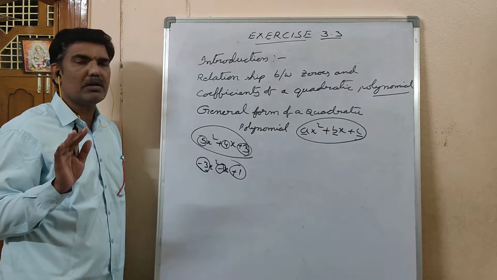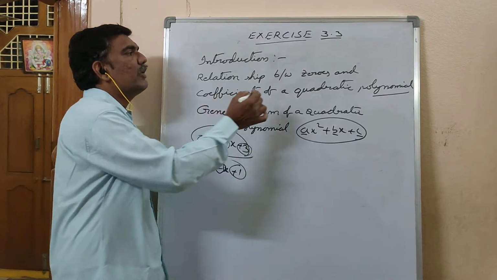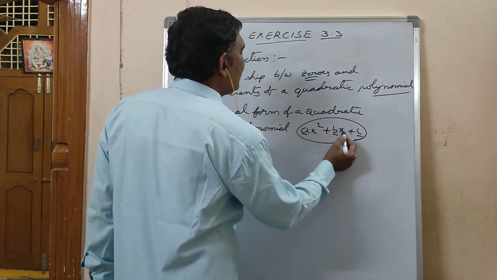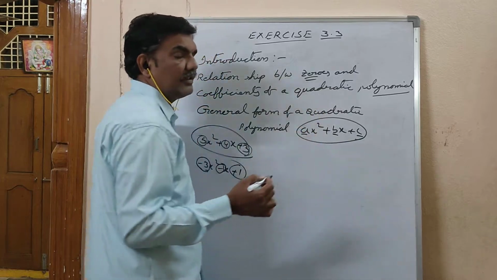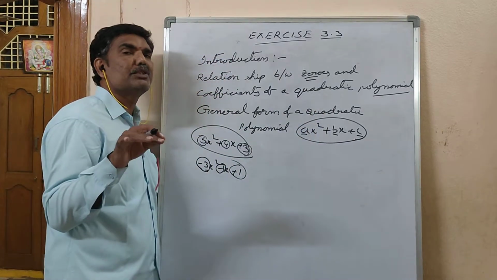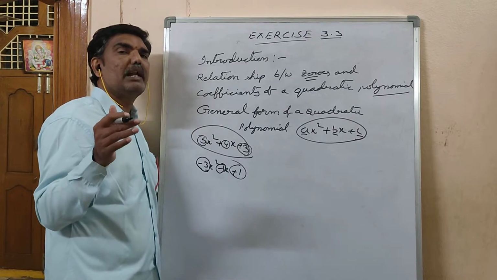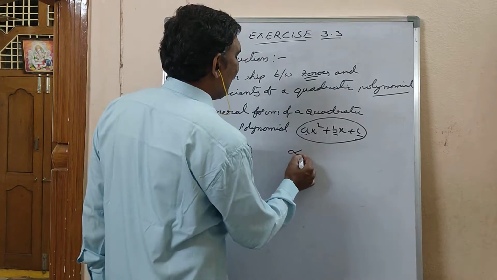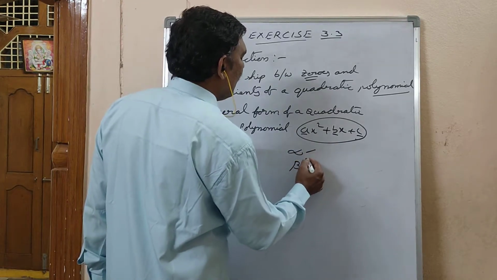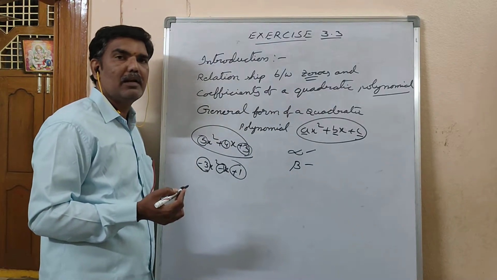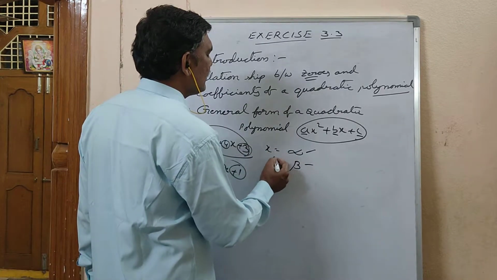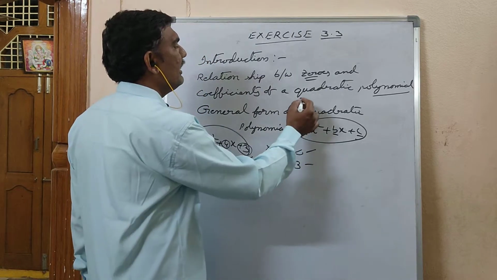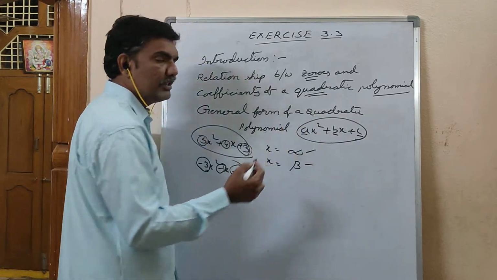Okay, you understood or not? Then come to zeros of a polynomial. I said already that the value you substitute in place of x that makes it zero is called a zero of the polynomial. So here we will assume alpha and beta are zeros of the polynomial, means you are substituting x is equal to alpha, x is equal to beta. I wrote two zeros because, being quadratic, it will have two zeros.